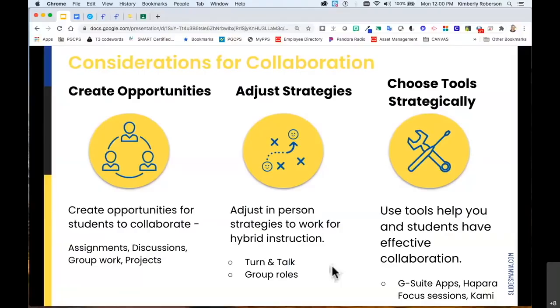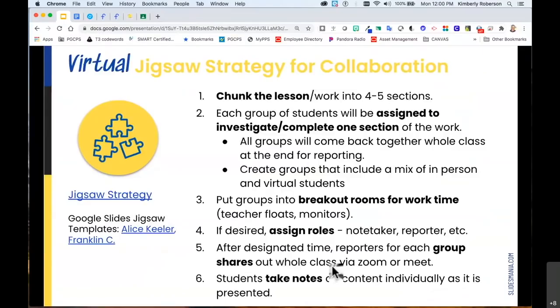What tools can help you and students have effective collaboration? Think about the use of G Suite apps, Hapara Focus Sessions, Kami, Pear Deck, and Nearpod. One strategy for collaboration is a jigsaw opportunity where you chunk the lesson and allow students to work in 4 to 5 sections.